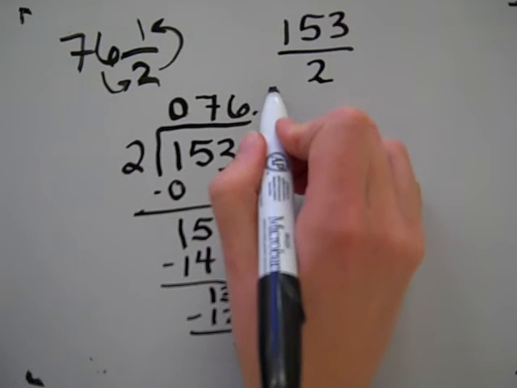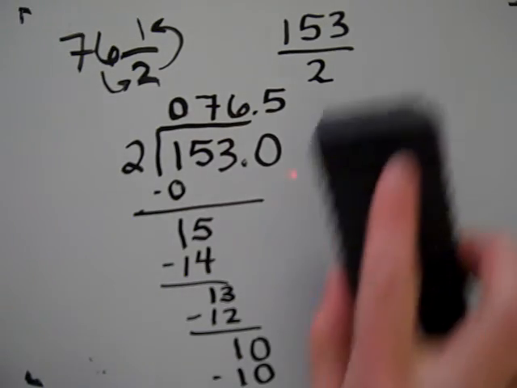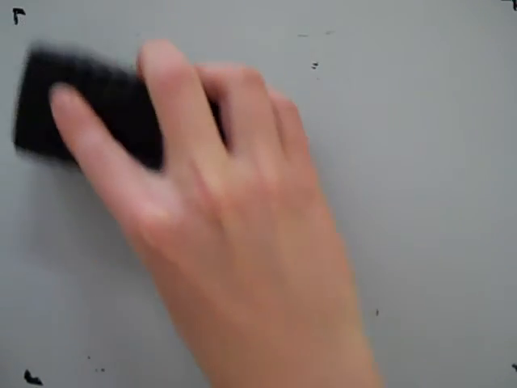2 goes into 10 5 times. 5 times 2 is 10. I subtract and I get a remainder of 0, which means we're done with that problem. So that's the first example.